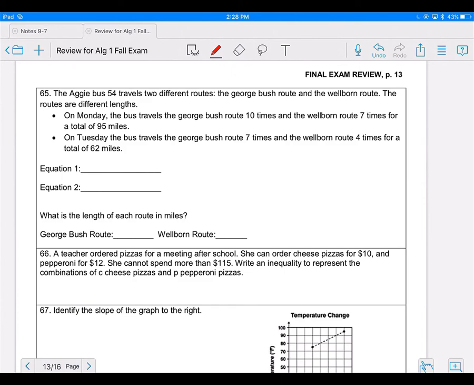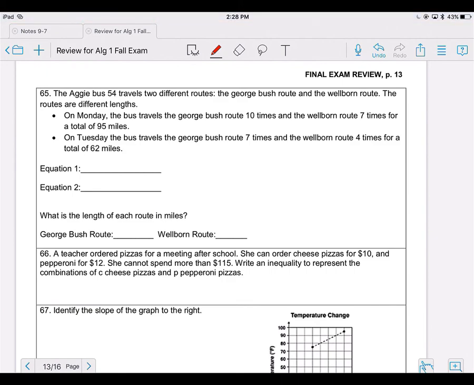Problem 65 says the Aggie Bus 54 travels two different routes, the George Bush route and the Wellborn route. The routes are different lengths. On Monday, the bus traveled the George Bush 10 and Wellborn 7 for a total of 95 miles, and Tuesday, the George Bush route 7, Wellborn 4 for a total of 62.